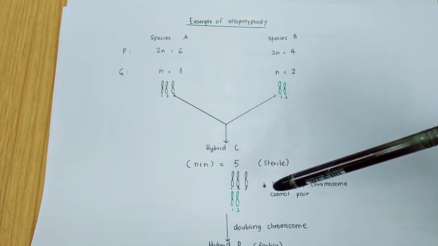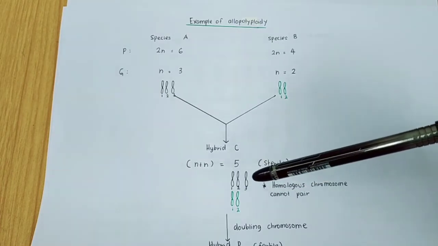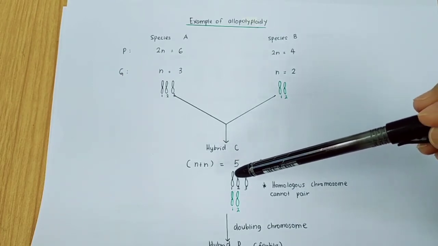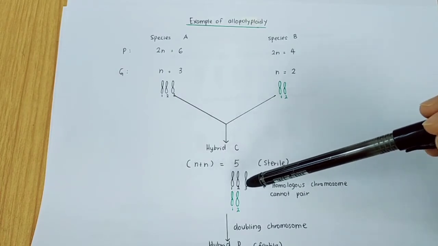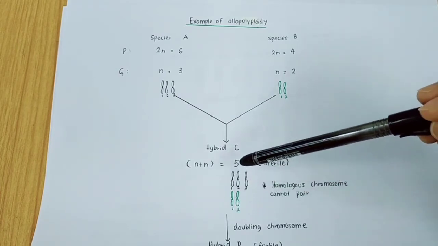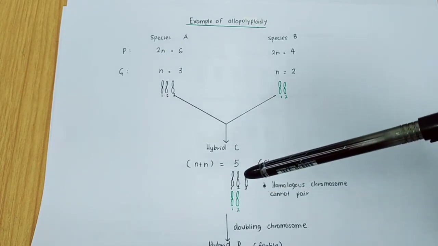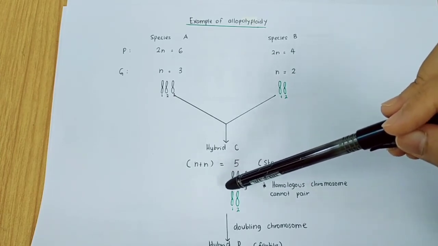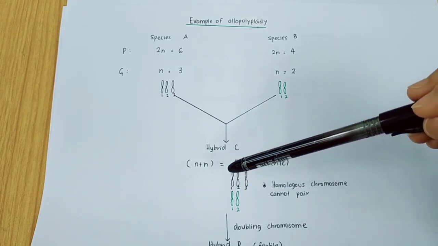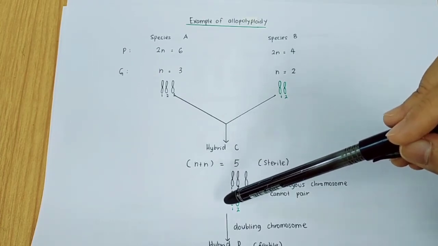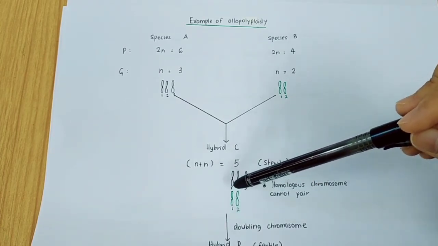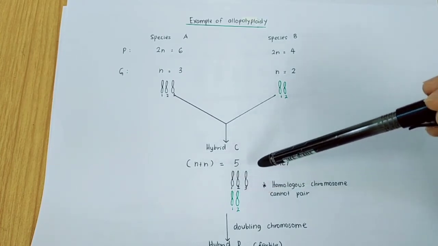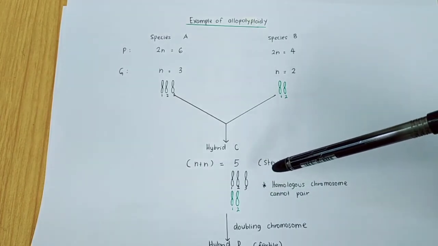Kenapa sterile? Because homologous chromosome cannot pair. Apa yang kita maksudkan sebagai homologous chromosome cannot pair? Macam yang saya dah tunjuk tadi, untuk species A, dia ada 3 kromosom. Kromosom 1, 2 and 3. While species B, it has 2 kromosom. So, altogether, dia ada 5 kromosom. Tetapi, kromosom 1 and 2 yang warna hitam, dia tak boleh pair together sebab dia bukan homologous chromosome. Samalah juga dengan kromosom 1 yang black color and also kromosom 1 yang green color, dia juga tak boleh pair sebab dia bukan homologous chromosome. So that's why this one, we considered the hybrid C is sterile.